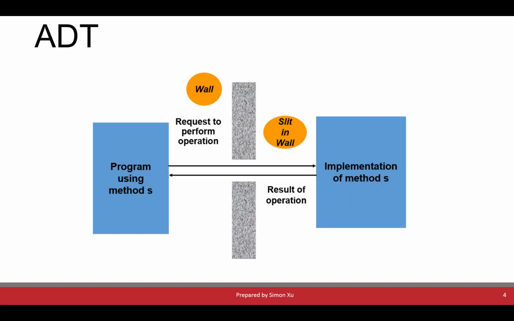Information hiding is similar to the walls around the task. The abstract data type sits behind the wall. However, there must be a slit in the wall so that requests and results can be passed through the slit in the wall into or from the method. Users of the abstract data type must know what the task is and how to initiate it, however, the users cannot know how the task is performed.